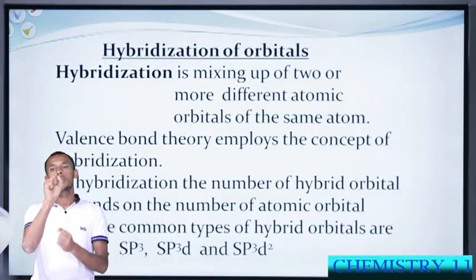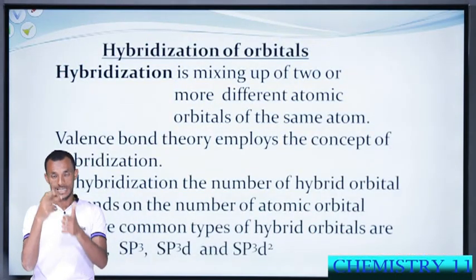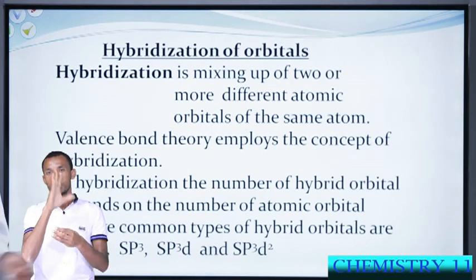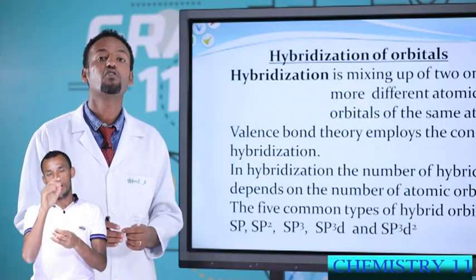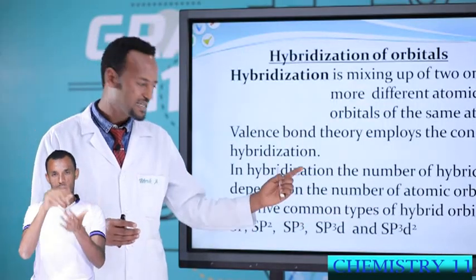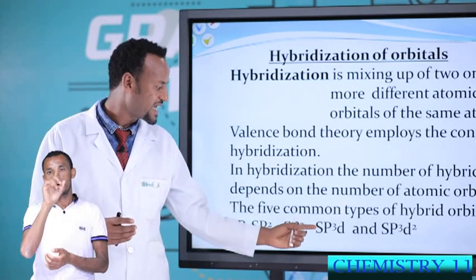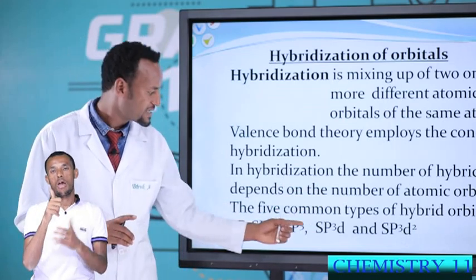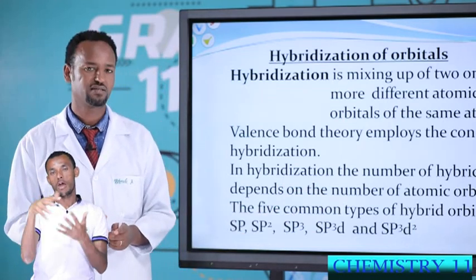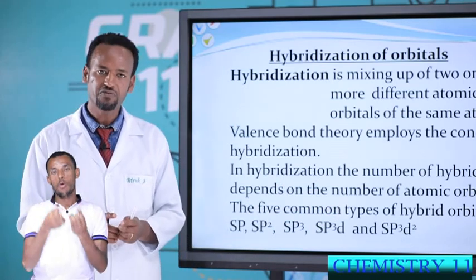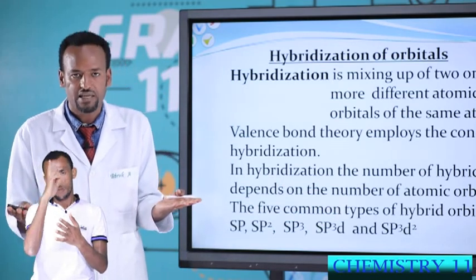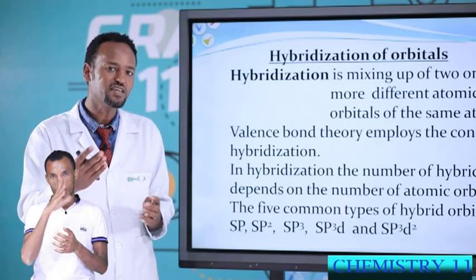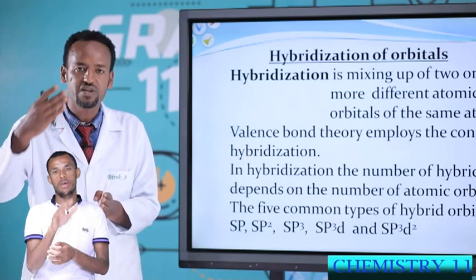How many sp3 can be formed? 4. Because the number of hybrid orbitals depends on the number of atomic orbitals. 1s, 3p, it produces sp3. How many sp3? 4 sp3. Again, 1s, 3p, and 1d, it produces sp3d. Please, students, sp3d is not an atomic orbital. sp3d is a hybrid orbital. How many sp3d can be formed? 5. Why? Because 5 atomic orbitals can be mixed together. 1s, 3p, and 1d finally produce sp3d.